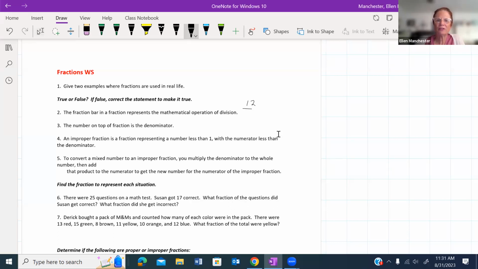So if I had a fraction that looked like this, it's top heavy, but it's still a fraction. All this means is 12 divided by 3. If I had a fraction that looks like this, it's 1 divided by 3, which as a decimal is 0.333, and it keeps on going forever. So the fraction bar is just division. So if you can get that in your head, it kind of makes fractions much easier to deal with, because all you're doing is division. Is this a true statement? The number on top of the fraction is the denominator.